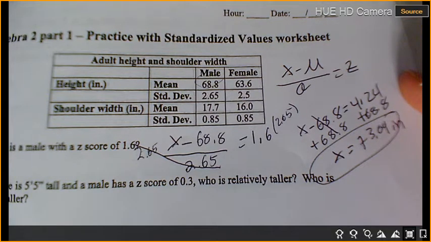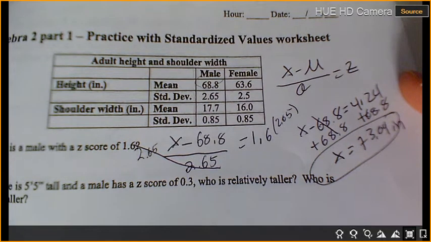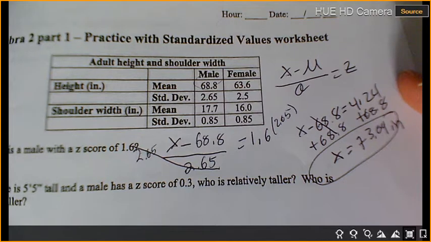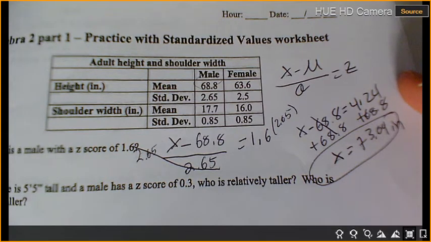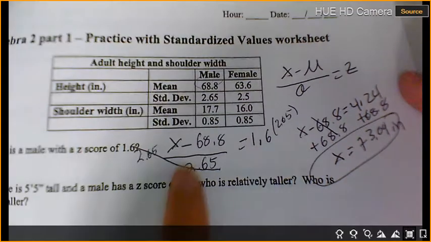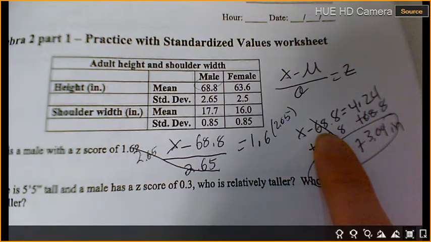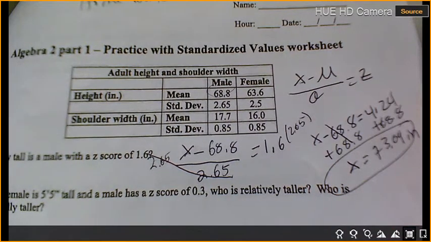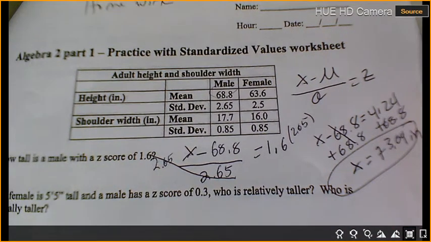Okay, hold on. I had x minus 68.8 over 2.65 equals 1.6, correct? I multiplied both sides by 2.65. So you don't times 68.8. Then I add, because there's a subtraction sign in front of 68.8, so I have to add it to both sides. Before everything, you don't times. Correct, times the x.